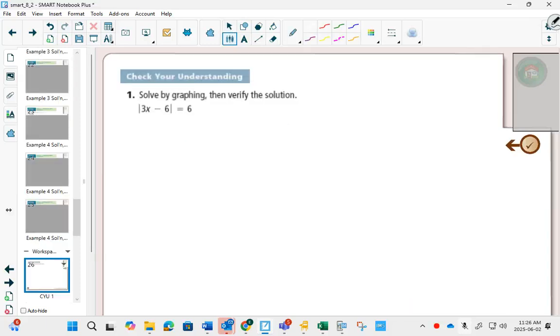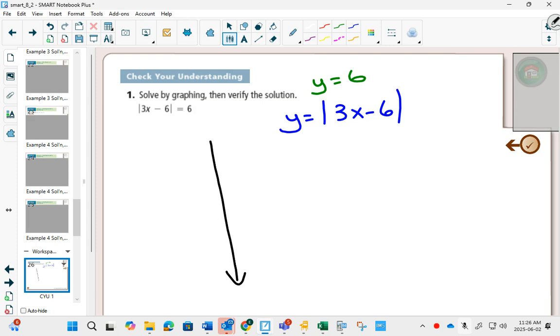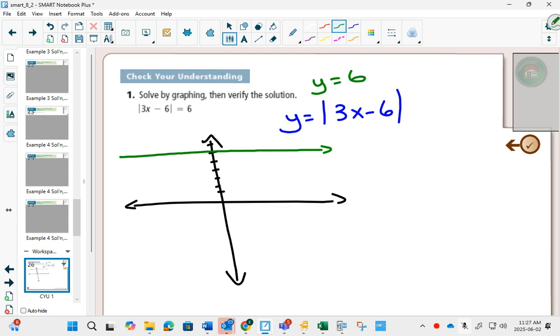So it says solve by graphing. So I'm going to color code things. The left-hand side is the absolute value of 3x minus 6. The right-hand side is y equals 6. And as I start to graph this, y equals 6, 1, 2, 3, 4, 5, 6. That's the easy one. I'll start with that one. The y equals equation is always a horizontal line going through that y value.